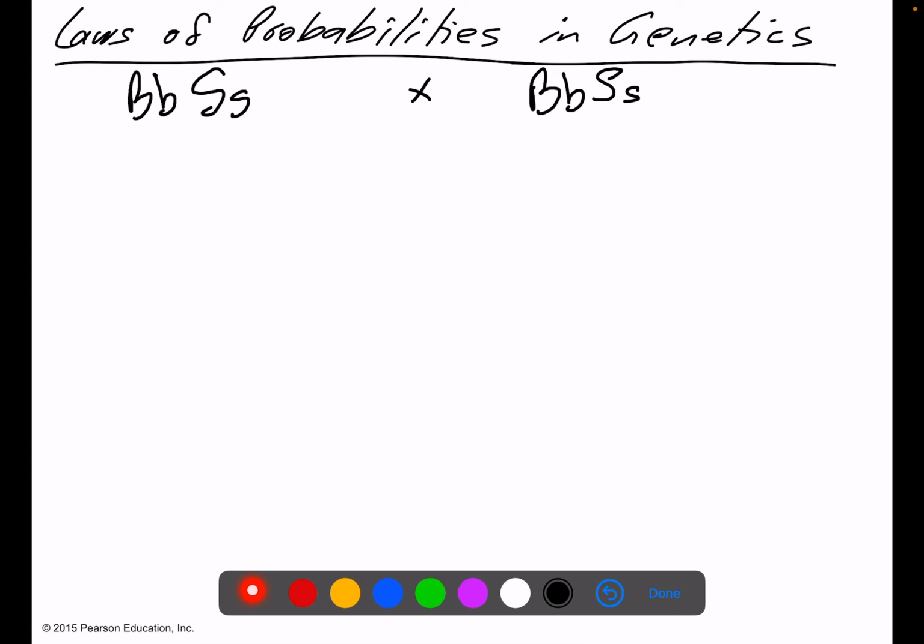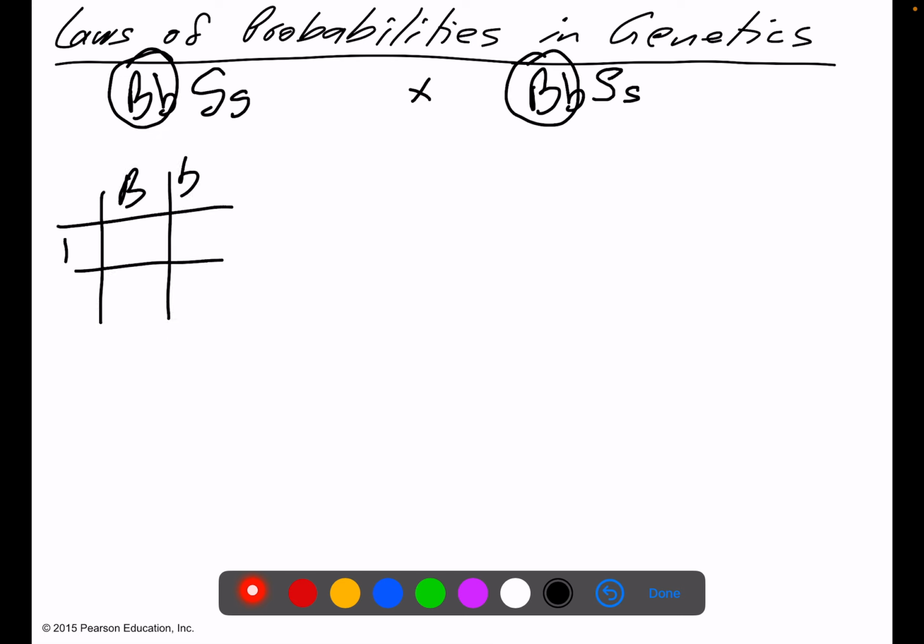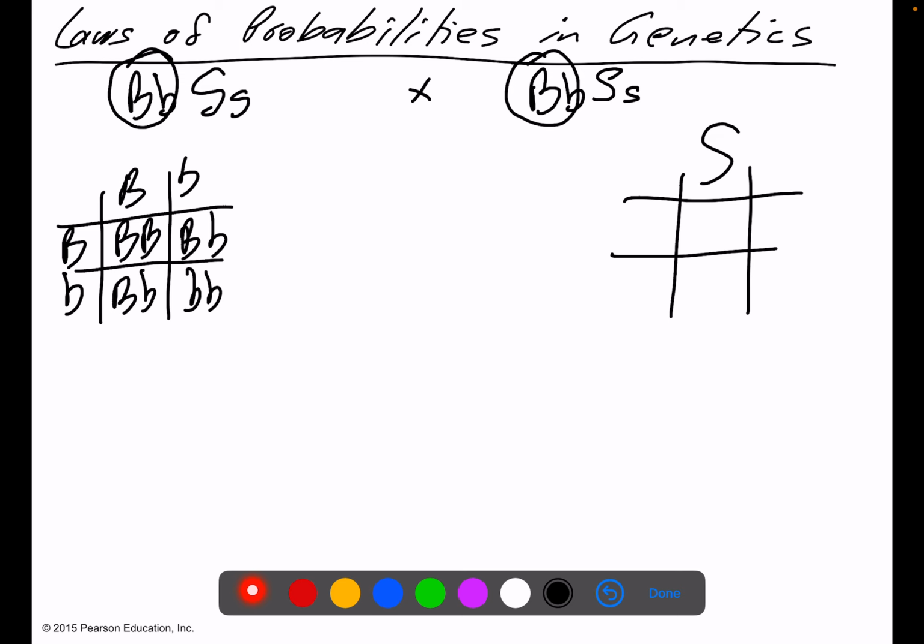So instead, let's do what's easier. Let's just do 2 small Punnett squares. Let's just do the B's by themselves, off to the side. Big B, little b, cross with big B, little b. All right, we're done. Super easy, super fast. We don't have to do a big old Punnett square. We can also do the S's. Big S, little s.